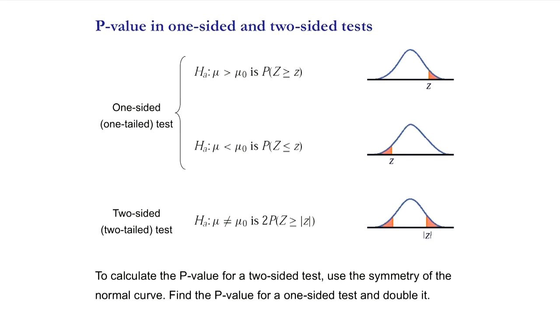We can calculate this in a couple of different ways. We can either find the two areas and add them together, or we can take two times the p-value that we calculate in a one-tailed distribution. This is, by the way, the reason why a two-tailed test will always produce higher values than a one-tailed test for the same z-score. In any situation, a two-tailed test will produce a p-value that is two times the p-value for a one-tailed test.